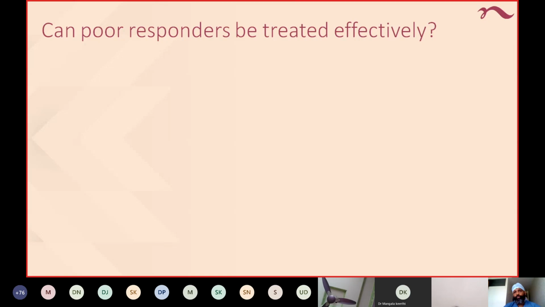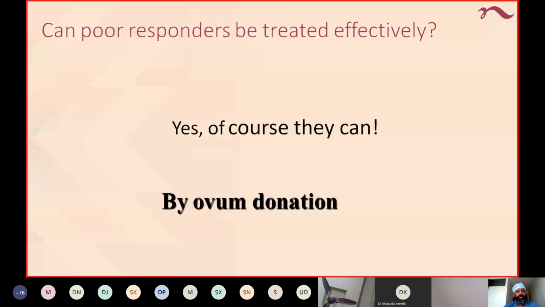So can poor responders be treated effectively? Yes, they can be treated effectively. And by what technique? Egg donation. Yes. See, one thing please remember, most of the time, some patients come late. They come to you at 35 years or above.